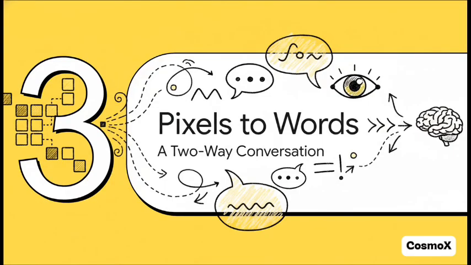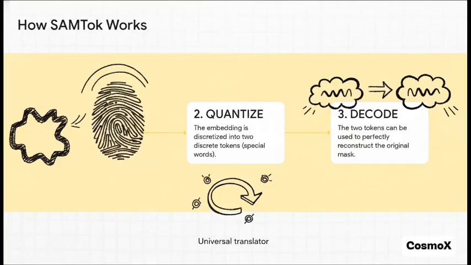So how does this all come together into a working system? Well, it builds into this really elegant and powerful loop. It's not just about the AI understanding what it sees, it's about creating a true two-way conversation between the world of pixels and the world of words. And it works in 3 simple steps. First, it encodes a mask, turning it into a unique digital fingerprint. Then it tokenizes that fingerprint.